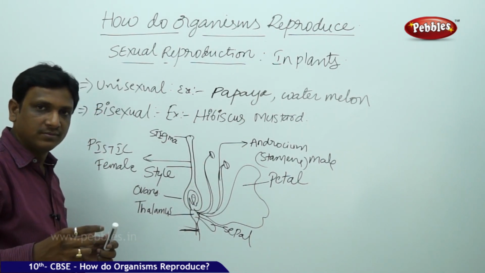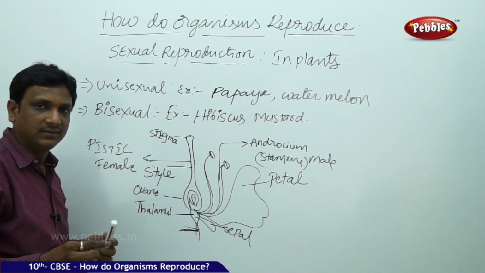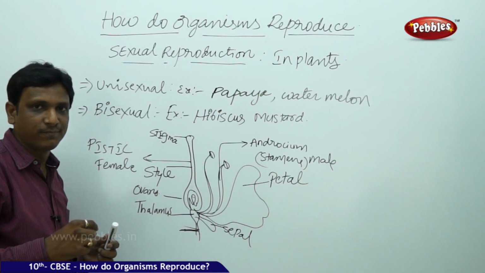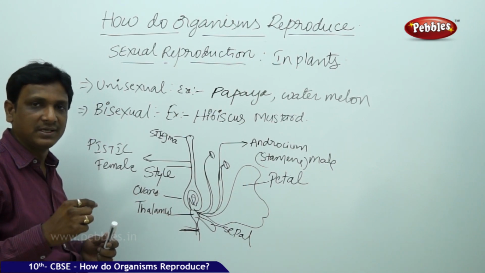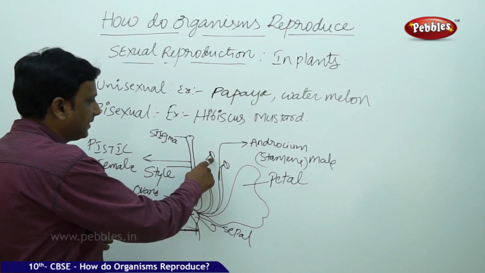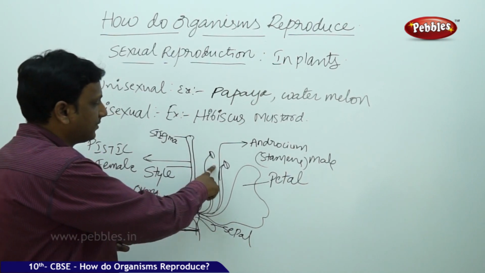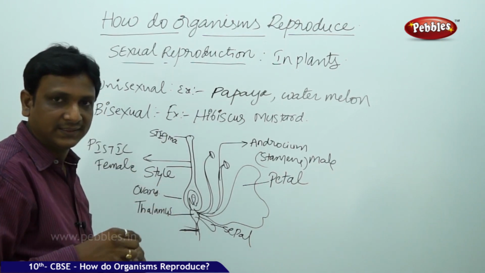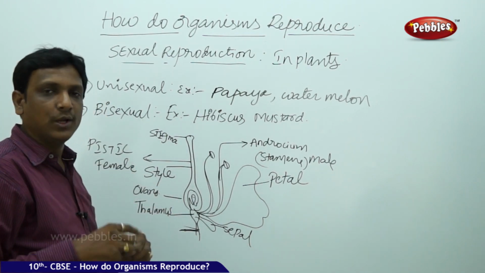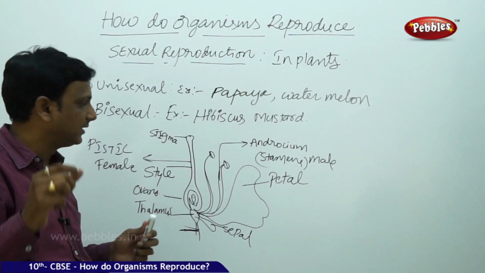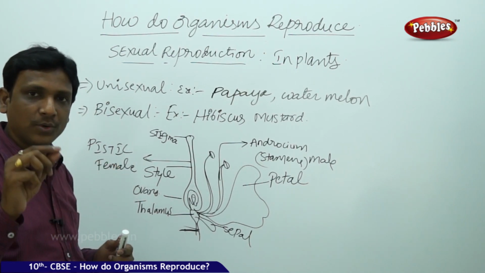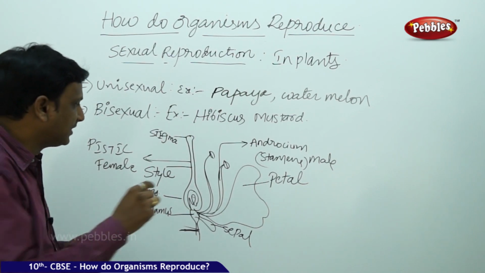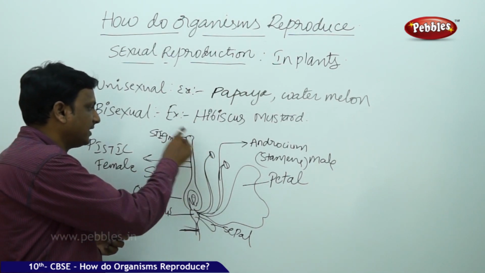For the fusion with the female gamete, the male gamete has to travel from where? From its source of production, here in the anthers. So the stamen consists of a head-like part called the anther. The anther consists of pollen. We see the yellow colored powdery substance present in the flower. The yellow powdery substance is the pollen. Pollen consists of male gametes. Now this pollen has to travel from here to here.